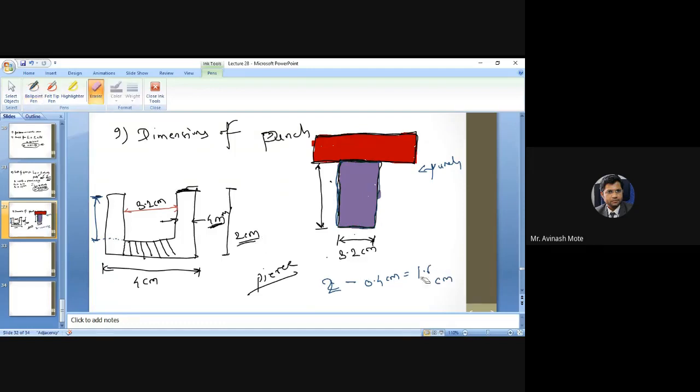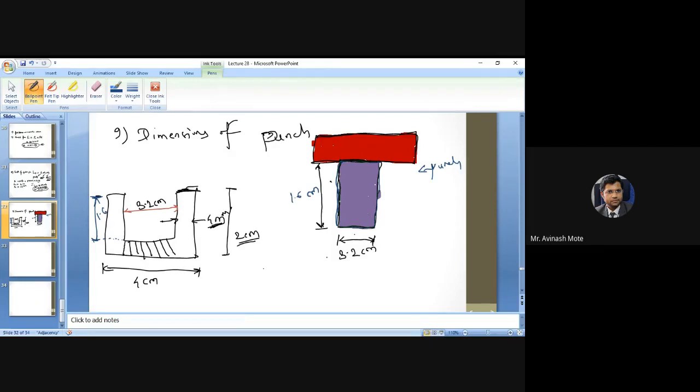So this dimension is 1.6 centimeter. But the thing is, only 2 dimensions we required, being a very simple component: the size of the punch and the length of the punch. This is 3.2 centimeter and this is 1.6 centimeter.